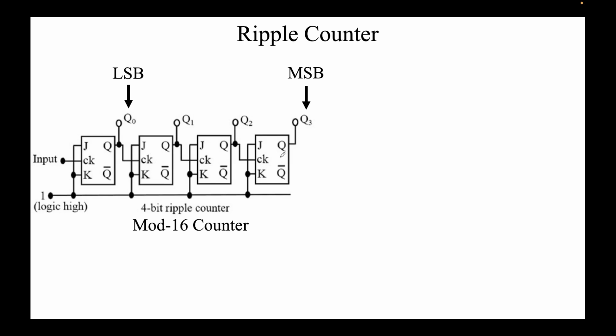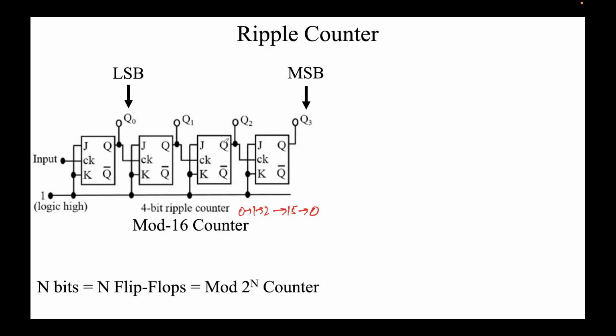these JK flip-flops are operating in the toggle mode, and this is also referred to sometimes as a mod 16 counter. Why mod 16 counter? Because this counter will count from 0, 1, 2 and up to 15, and then again it will be 0. So that's why mod 16, where mod stands for modulo. When you take the remainder of 16, it will be anything between 0 to 15, hence the name mod 16 counter. In general, if there are n bits in a counter circuit, there'll be n flip-flops, because each flip-flop contributes 1 bit, and it will be a mod 2 raised to the n counter.